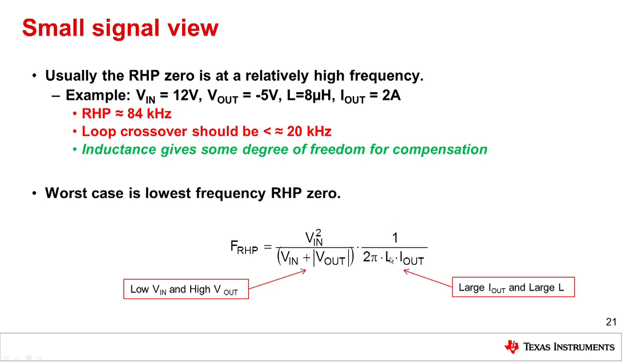If you look at this equation, we can see what affects the value of the right half plane zero. Of course, the worst case is the lowest frequency, because you don't want to have to limit your bandwidth any more than you have to. So low input voltage and high output voltage conspire to give you a low frequency for your zero, and a larger output current and larger inductance also conspire to give you a lower frequency. So in this equation, we can see that the inductor is probably about the only handle or knob that you have to turn in order to adjust this frequency at least to some extent.